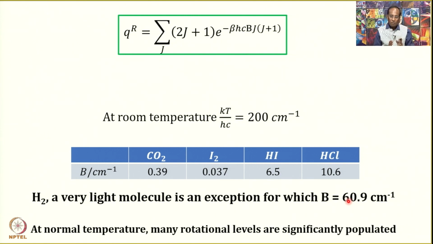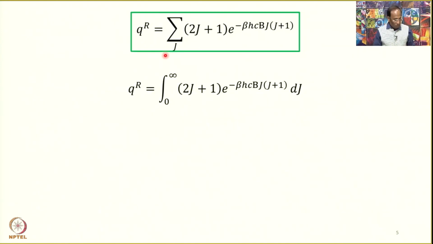But in general, as you see here, rotational constants for a variety of molecules are small compared to kT by hc at normal temperature, or at room temperature. Therefore, we can consider that this summation can be converted into integration. Let us do that. Because the rotational energy levels are close, there is a significant population of rotational energy levels. Let us convert this summation into integration.